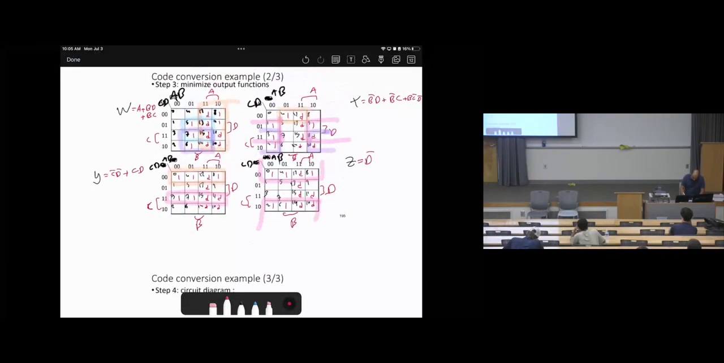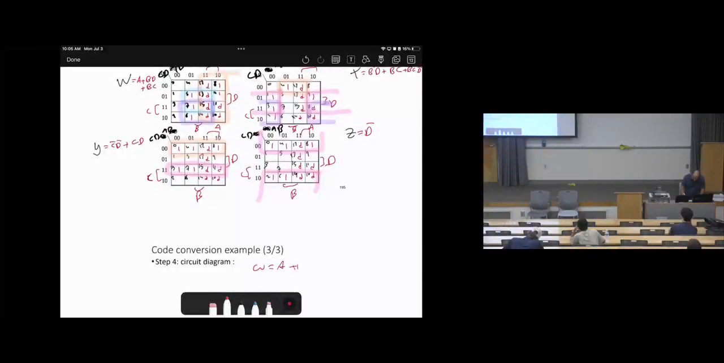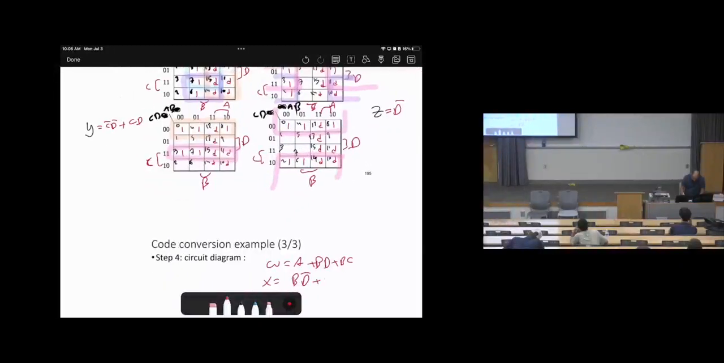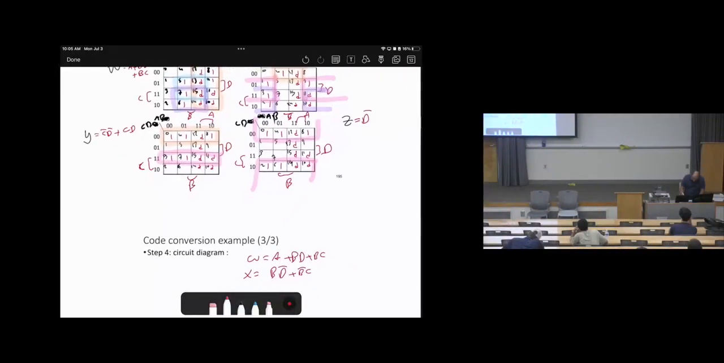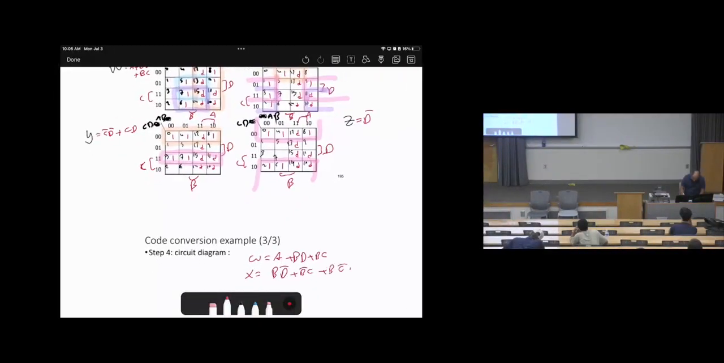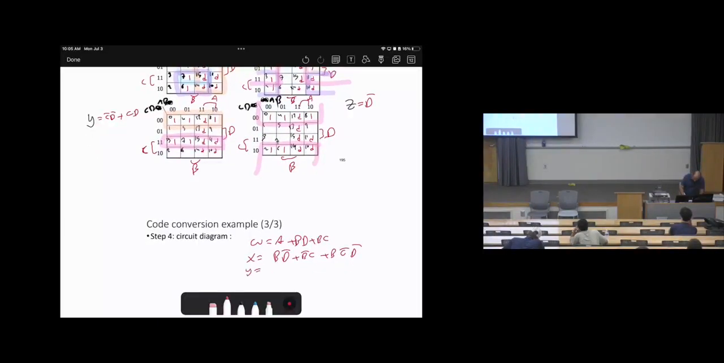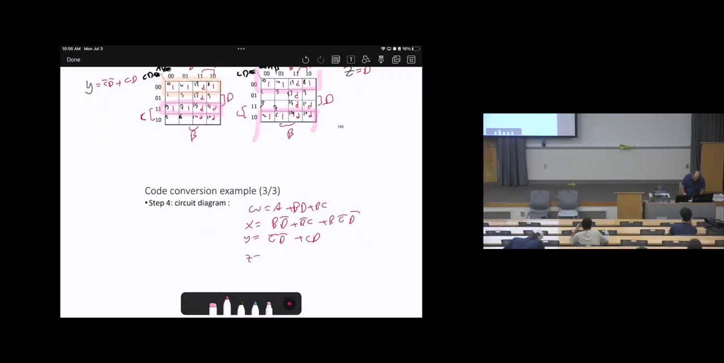So overall, the functions, I'm going to write them here. W is A plus BD plus BC. Variable X is B D bar plus B bar C plus B C bar D bar. Variable Y is C bar D bar plus CD, and variable Z is D bar.